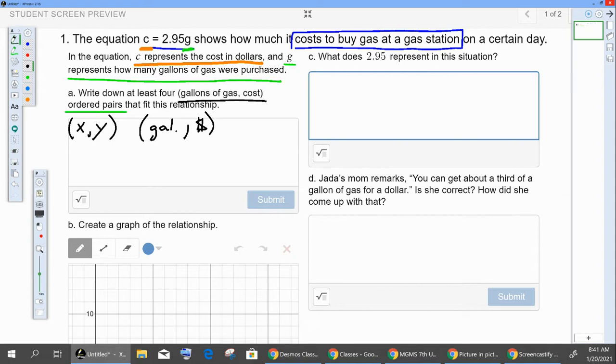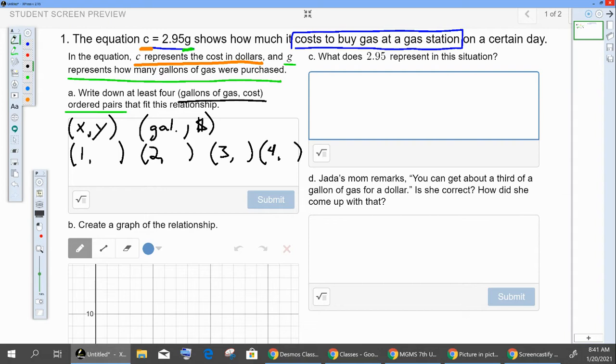Well, how are you supposed to know what to write? Well, a lot of times when you're dealing with equations, you have to come up with your own information. You have to decide for yourself what to use. So I might use numbers like 1, 2, 3, and 4, which means you buy 1 gallon of gas, you could buy 2 gallons of gas, you could buy 3 gallons of gas, or you could buy 4 gallons of gas. And how do you figure out how much it costs each time?